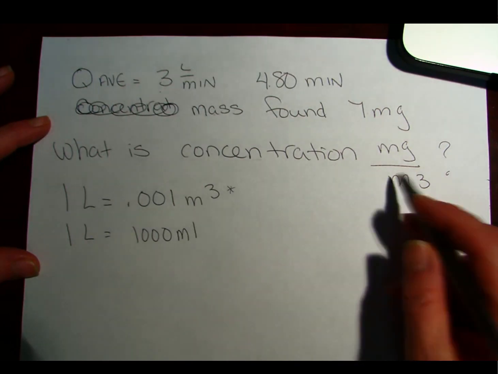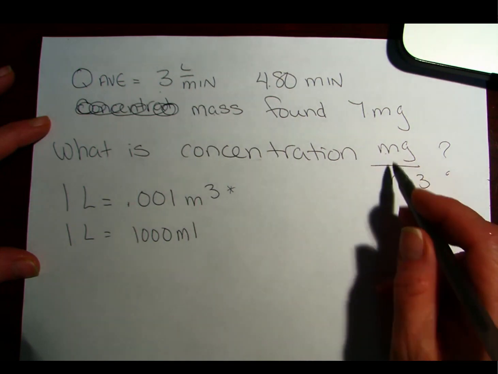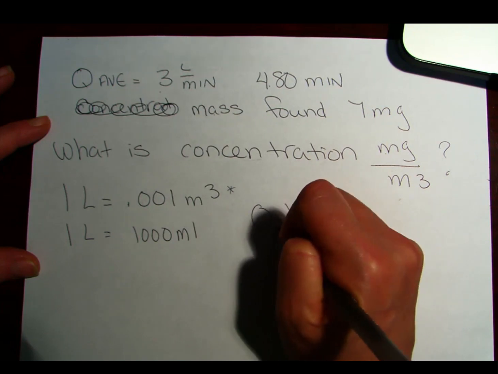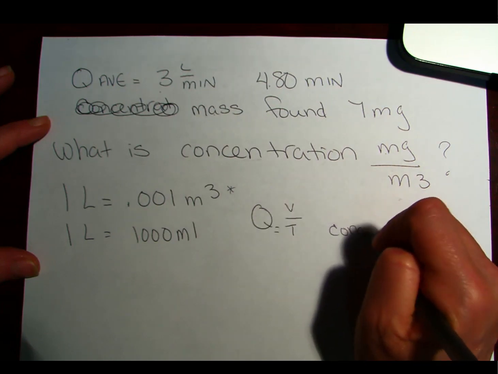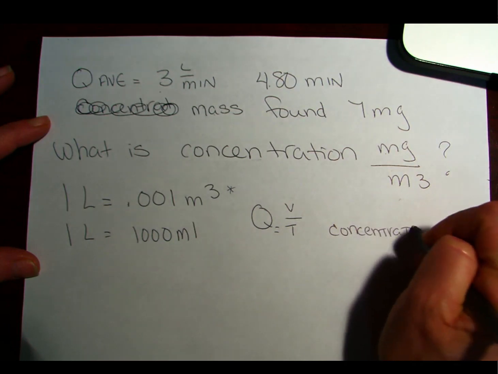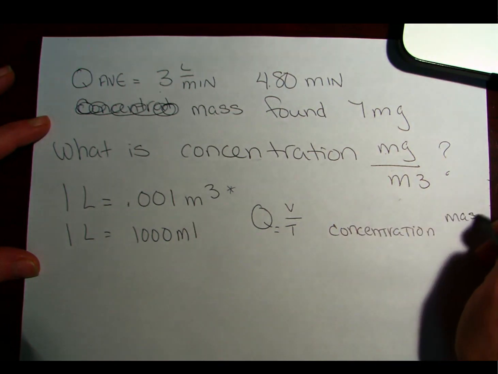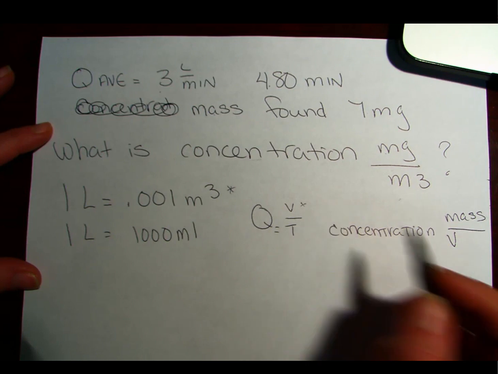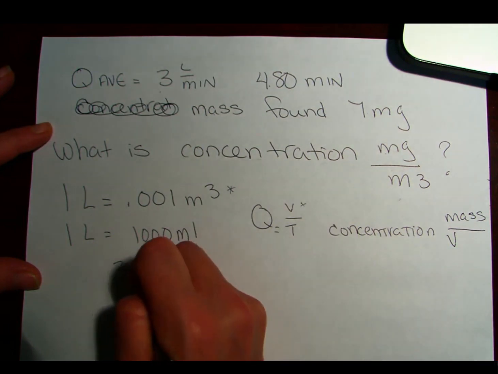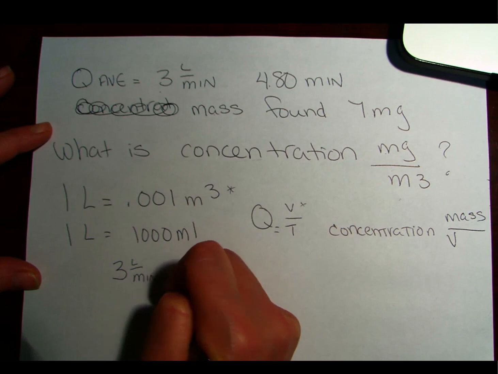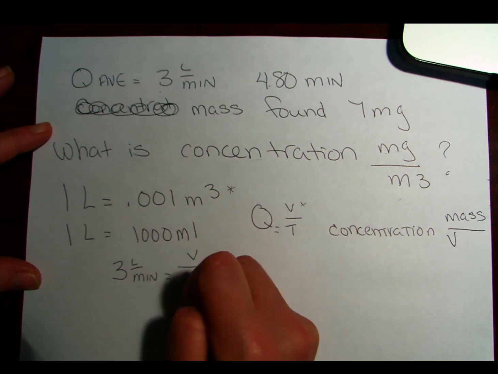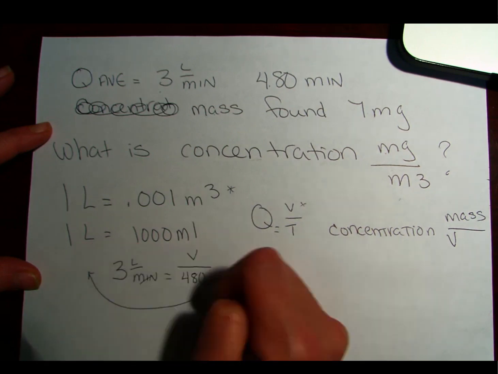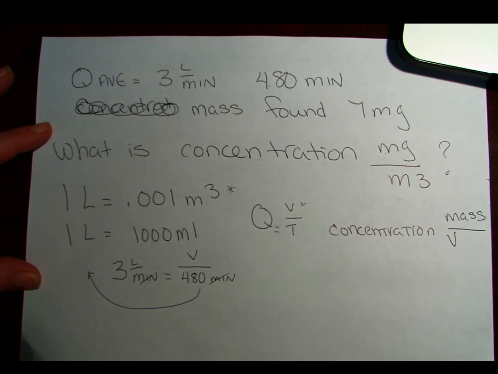And we need this because our concentration is mass over volume, right? So our flow is volume over time, but our concentration is mass over volume. So first let's find our volume. We have 3 liters per minute. It equals some volume over 480 minutes. When I bring this over here and multiply, my minutes will cancel out.